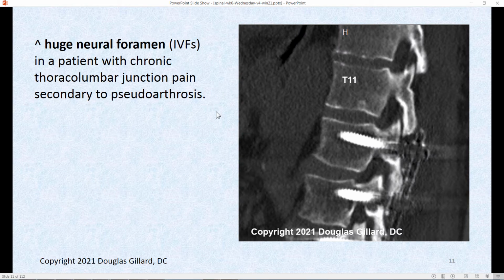And they face laterally. So here's a patient of mine this year, but you can just see it's a CT sliced through the neuroforamen of T11. It's huge. It's massive. It's much bigger than T12, and it gets smaller as you go down. They're very big.